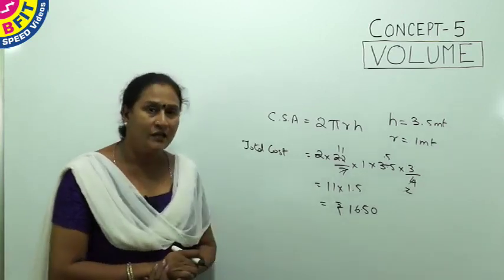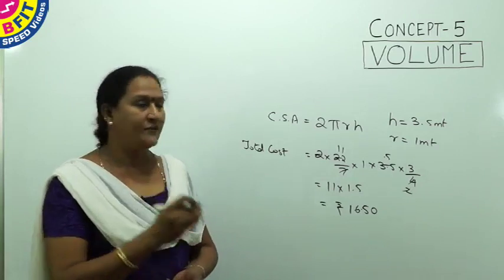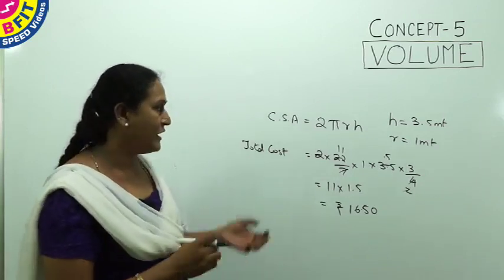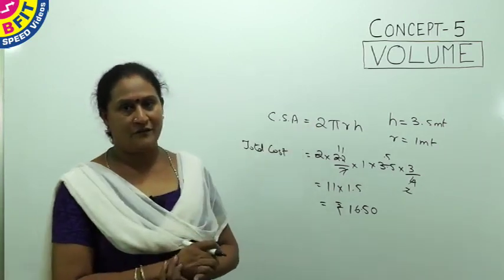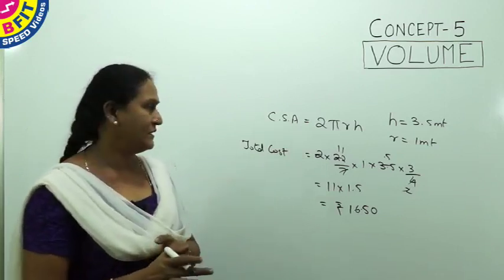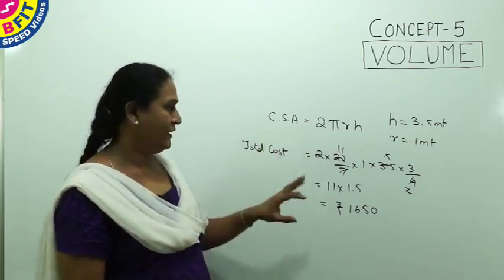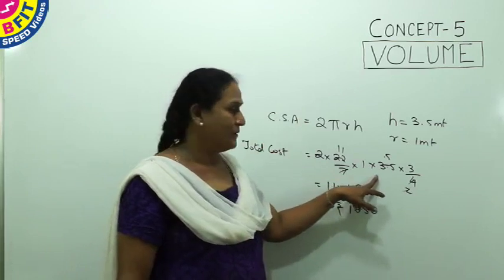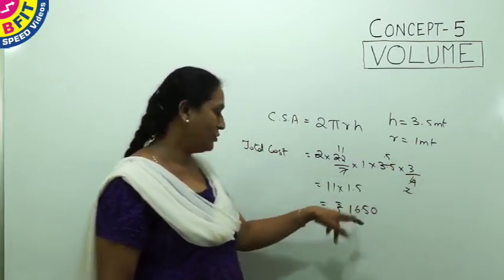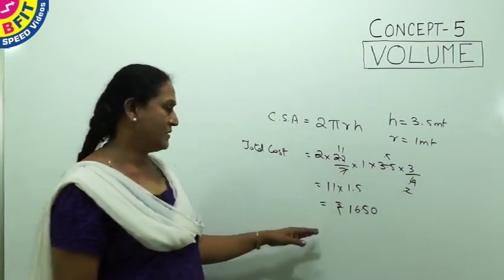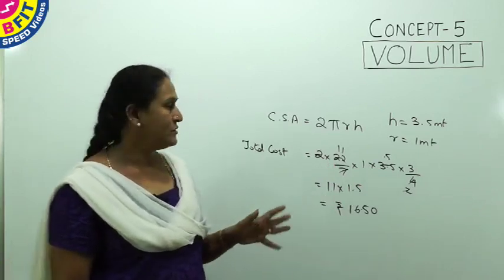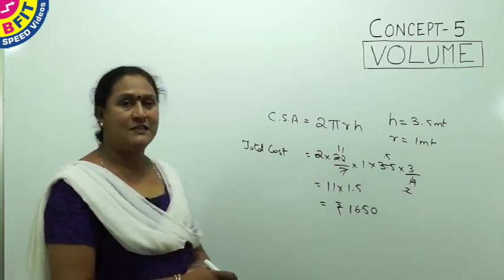So in this question, the cost of plastering the inner surface of the well is asked. So we can find the curved surface area of the well, the area which has to be plastered. So we find the CSA, and then multiplying the CSA with the cost per square meter, the total cost is got. So the answer is 16 rupees and 50 paise. So option D. So we'll see the next example.